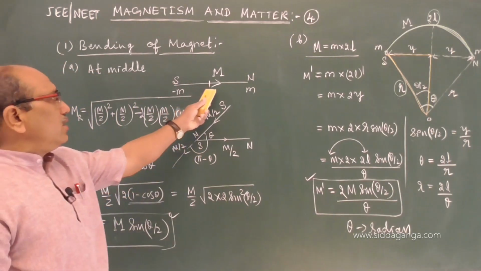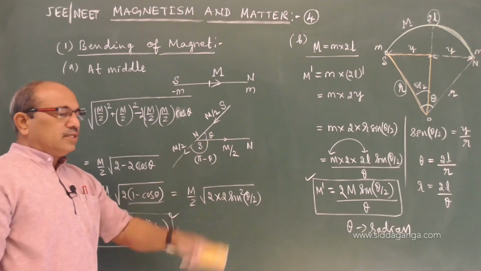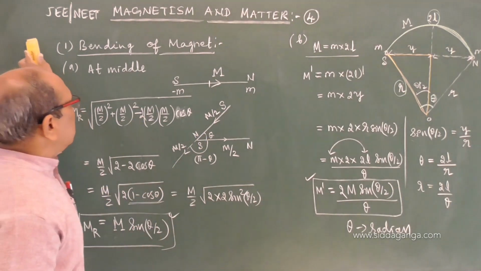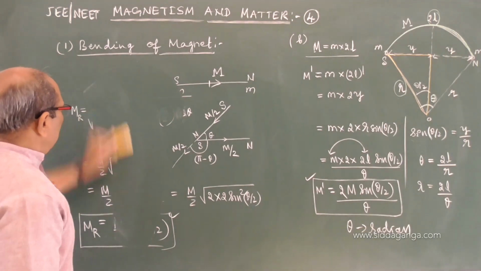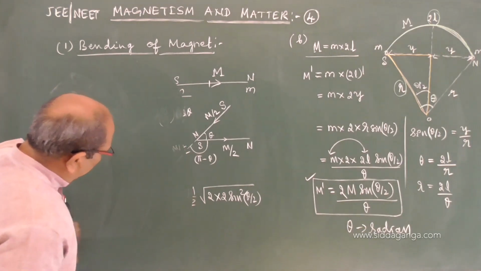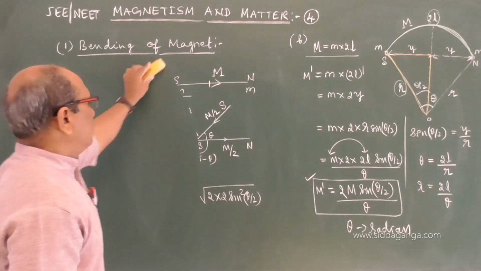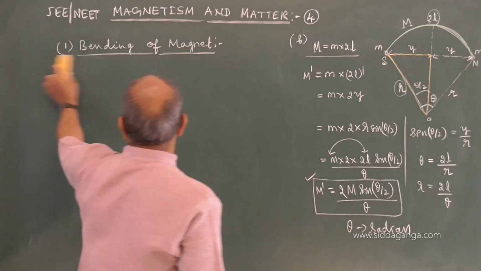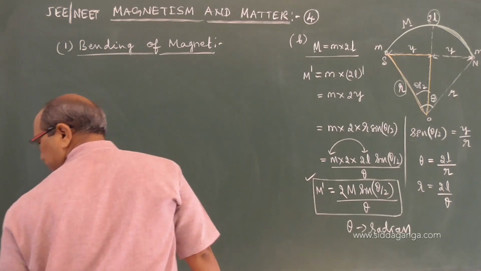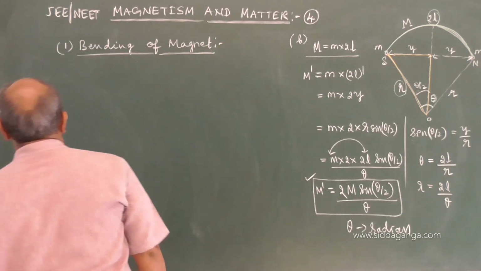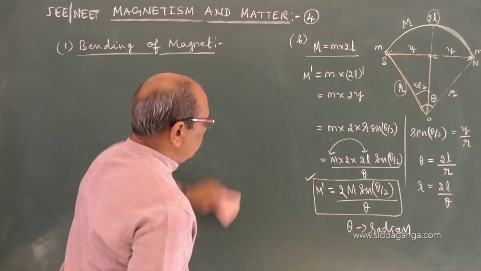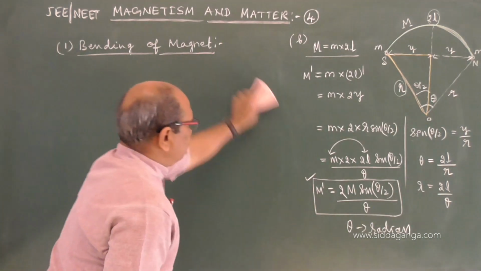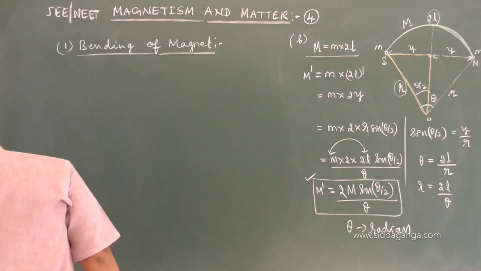I hope you have followed this relation. If the bar magnet is bent in the middle through an angle theta, then the new moment can be obtained as m sin theta by 2 directly. And now, if it is bent to an arc so that it subtends an angle theta at the center of the arc, then the new moment equals 2m sin theta by 2 upon theta. Theta must be substituted in radian.